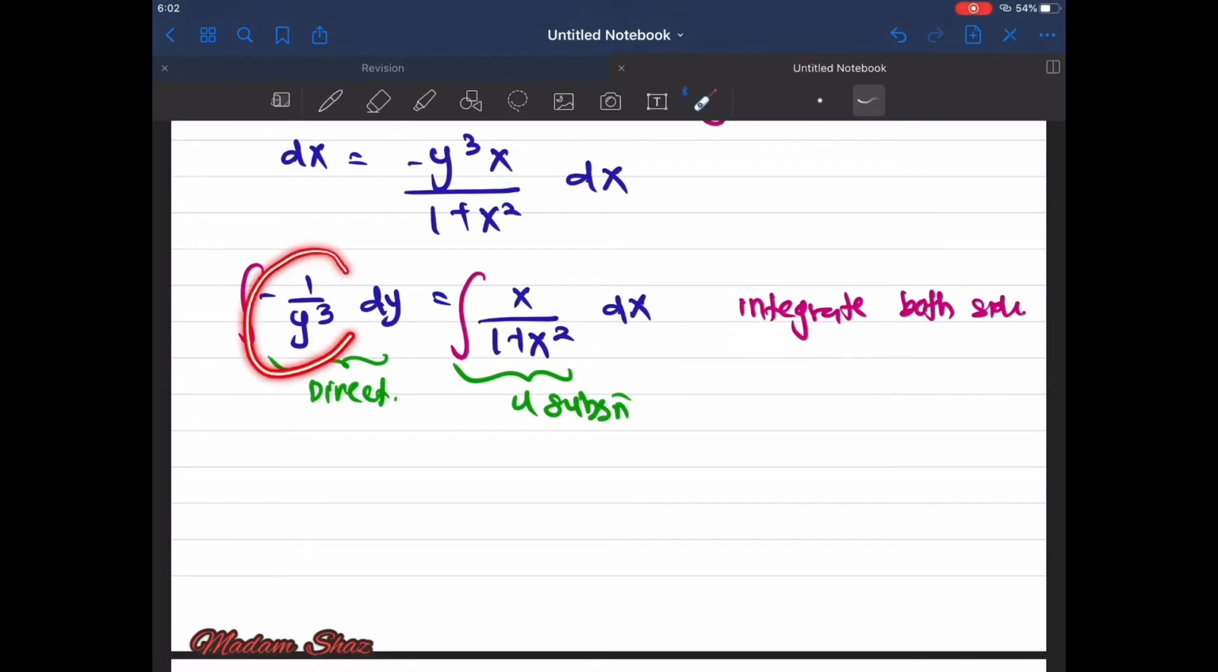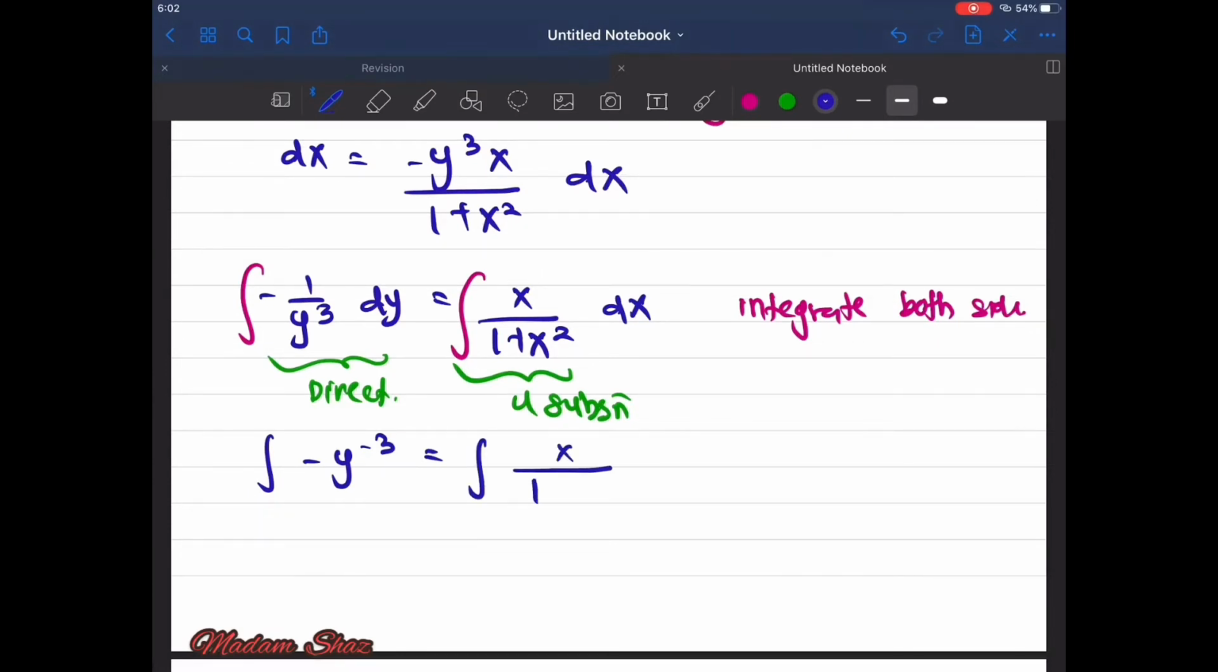On the left-hand side, when we want to integrate by direct integration and you have a power at the bottom, you have to bring the power to the upper side. So y cubed brought to the upper side becomes y to the power of negative 3. So integrate negative y to the power of negative 3 equals integrate x over 1 plus x squared dx.